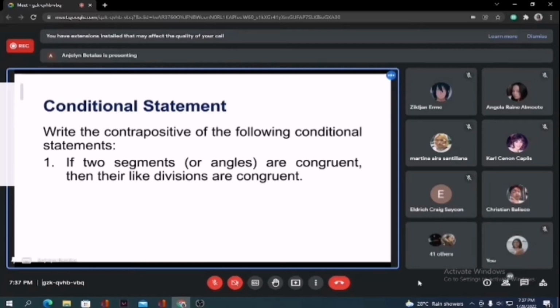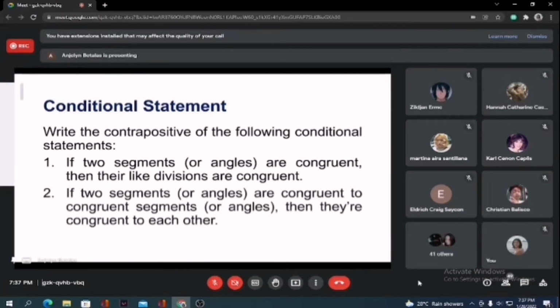Questions? Magtanong kayo, huwag kayong mahiya-hiya. Tanong. And next. Okay, number 2.